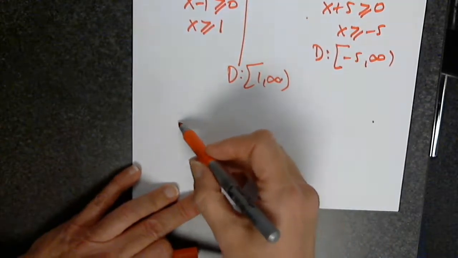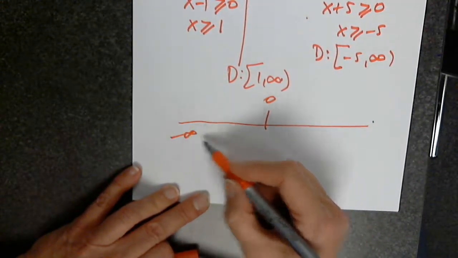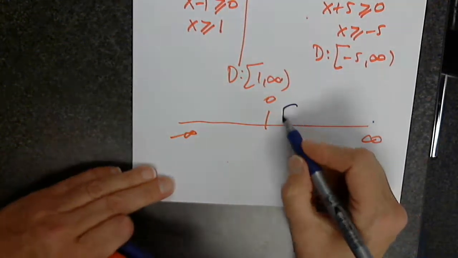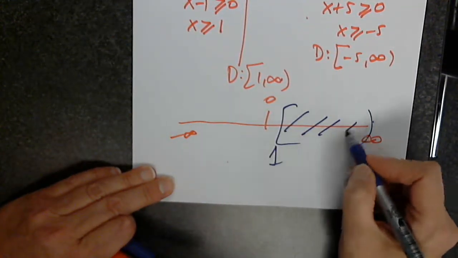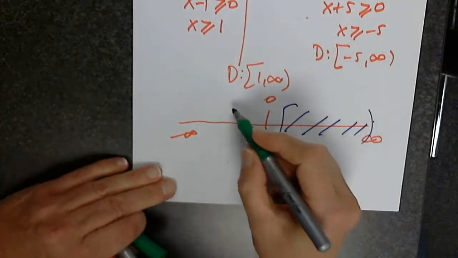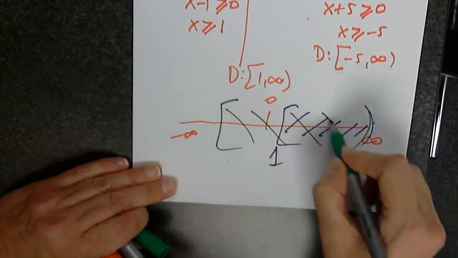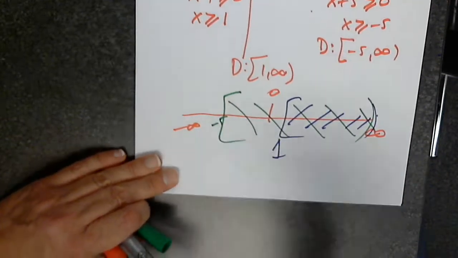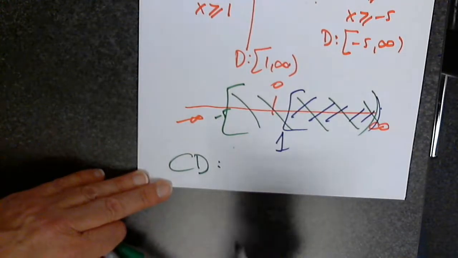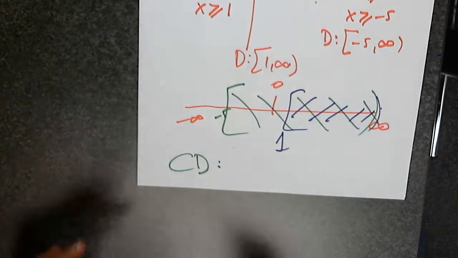Take a moment, graph them. There is no rush. I will graph 1 to infinity, which is this. I will graph negative 5 to infinity, which is this. Notice I don't care for units. This is just helping me to find the common domain. So what is the common domain, or the domain of f?